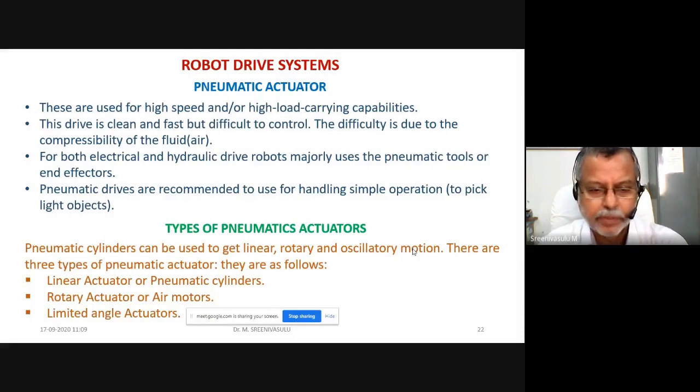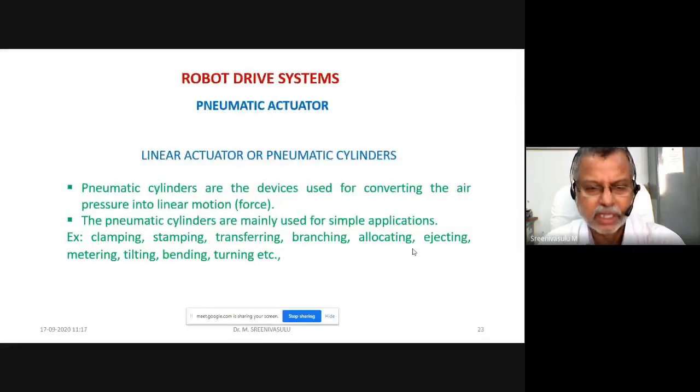There are three types of pneumatic activators. They are as follows. First one is linear activator or pneumatic cylinders. Second one is rotary activator or air motors. Third one is limited angle activators. Okay, so these are the three different types of pneumatic activators which are coming under this particular category.